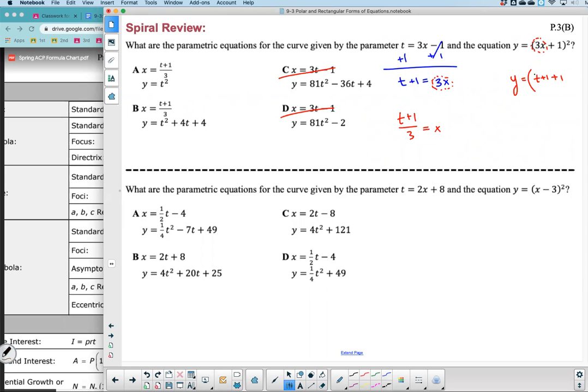Truthfully, when you substitute, you need to use an extra parentheses, so I should have one there, like that. And then this whole quantity squared. So t plus 1 is going to become t plus 2. Y equals t plus 2 squared. So it looks like I need to FOIL this out. Either way, I know it's not going to be that. So it looks like the answer is going to be B.